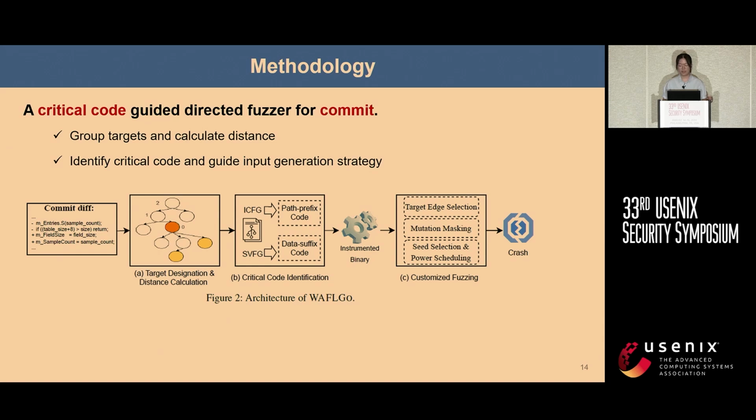Here is the overall architecture of our tool, AlphaGo. In short, this is a critical code-guided directed fuzzer for commits. For each commit, we will first extract the commit diff, and based on the code structure, we will group the original commit change sites into function-level targets. And then we will calculate the distance for each grouped target individually. We also utilize program analysis techniques like taint analysis and control flow graph construction to identify the critical code. And with them, we will use the critical code to guide the input generation strategy for customized fuzzing.